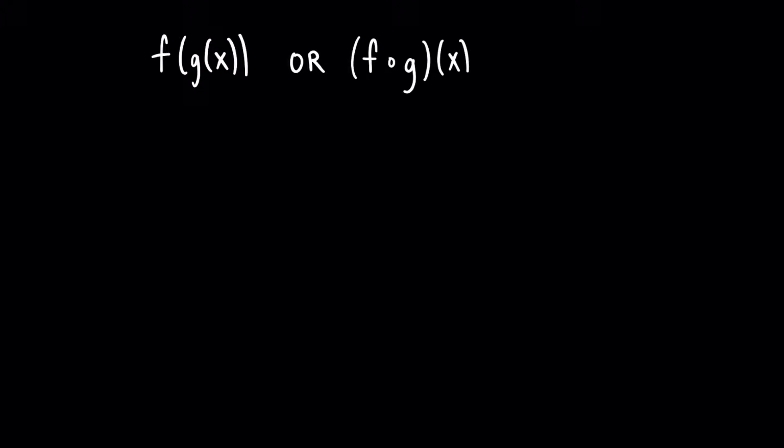One last note on notation, then we'll be done here. So composition of functions, you may see it written like this. You may see f of g of x. Or some people like to write it f with a big open O, so it kind of looks like f o g. These mean the exact same thing.